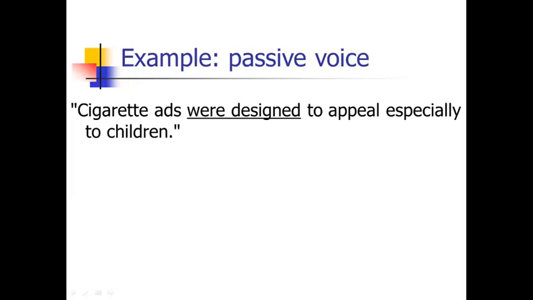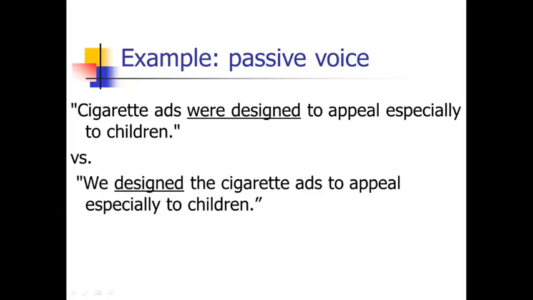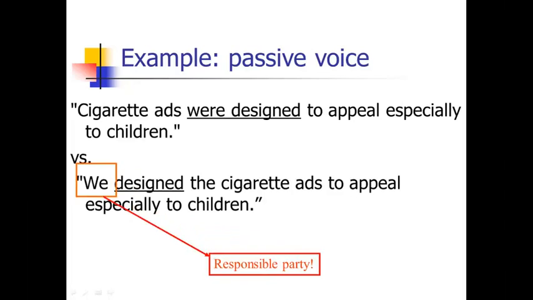So you can see, again, why people might want to use the passive voice in some cases. It takes away the subject. It takes away the responsible party. So contrast that passive voice sentence to the active voice version, which would be something like, we designed the cigarette ads to appeal especially to children. So you can see that when you turn things into the active voice, it forces you to then have a responsible party.